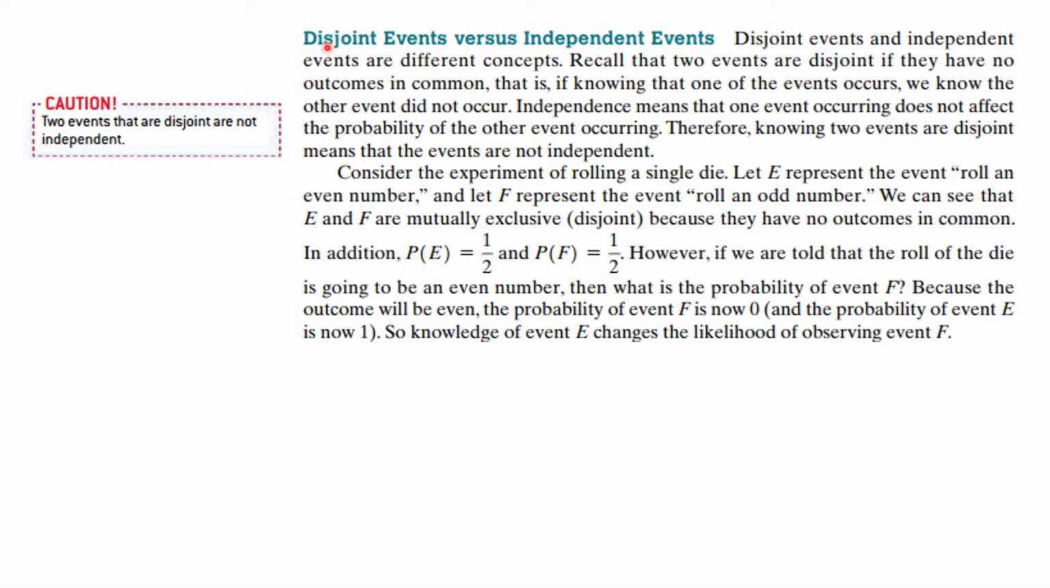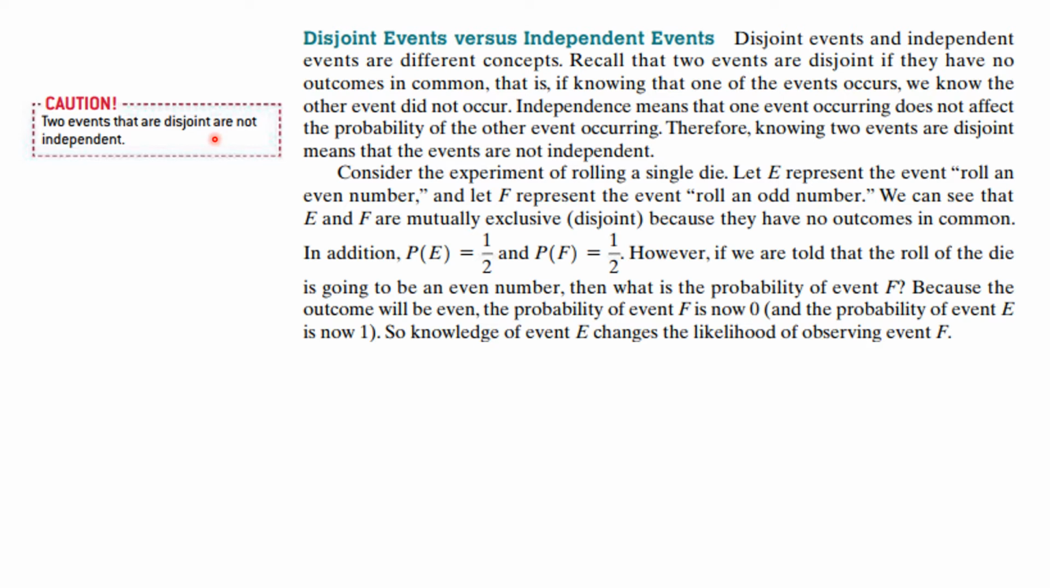Students often confuse disjoint events and independent events. So let's talk about that a little bit. Disjoint events and independent events are different concepts. Recall that two events are disjoint if they have no outcomes in common. That is, if knowing that one of the events occurs, we know the other event did not occur, and vice versa. Independence means that one event occurring does not affect the probability of the other event occurring. Therefore, knowing two events are disjoint means that they are not independent. In fact, they are dependent. If you know one happens, the other one did not.